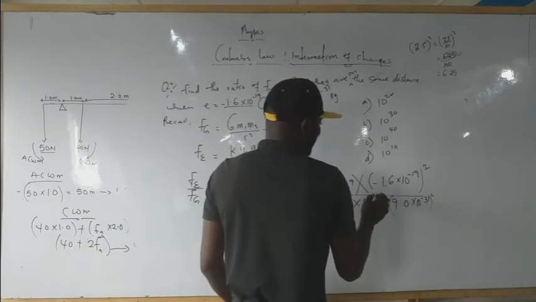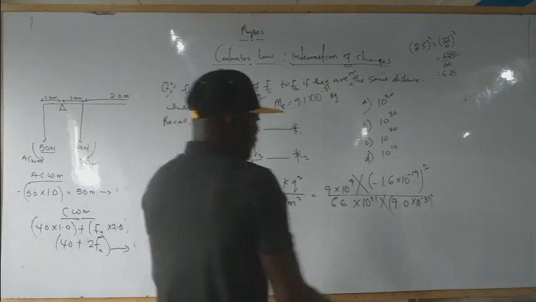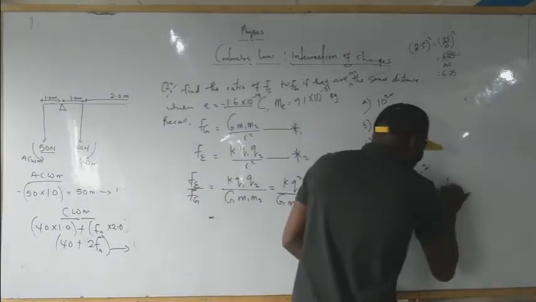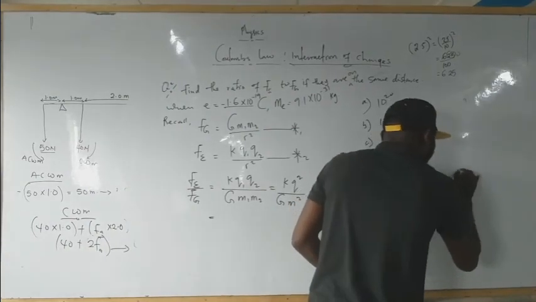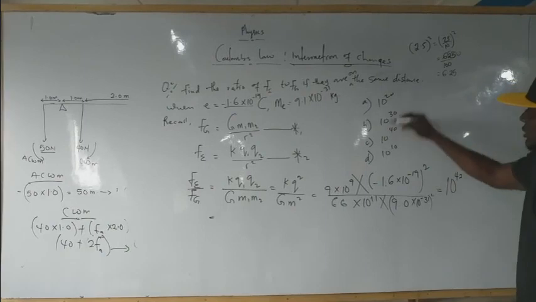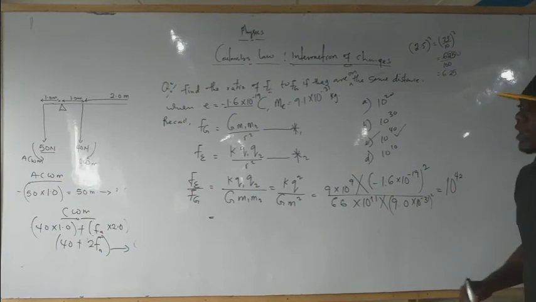We multiply everything together and divide it by this. That will give you 10 raised to the power of 42, so approximately 10 raised to the power of 40. So option C is the right option.